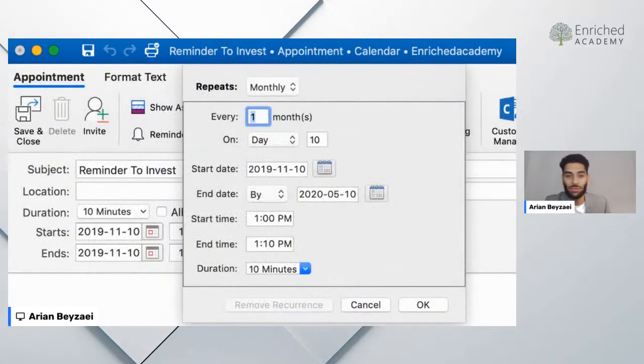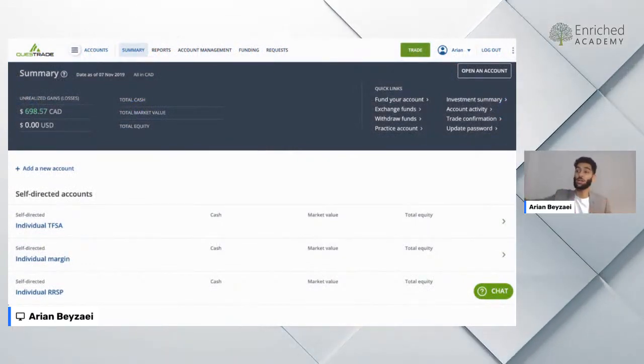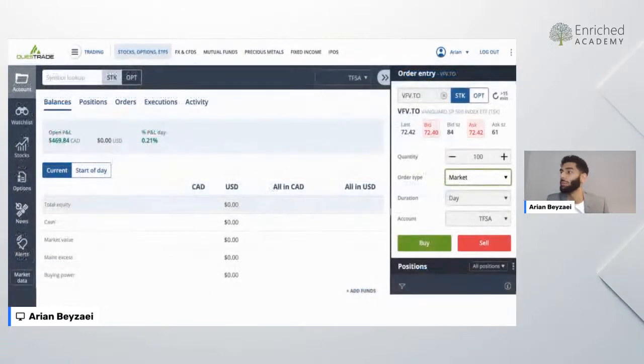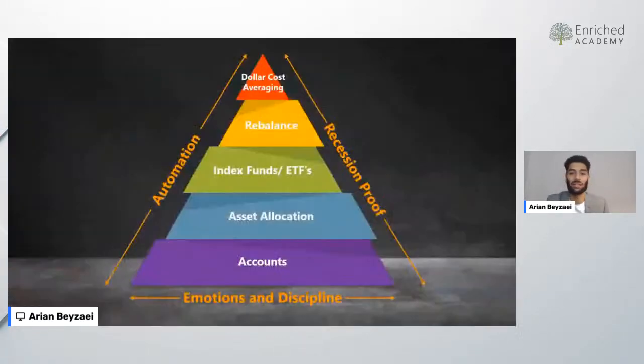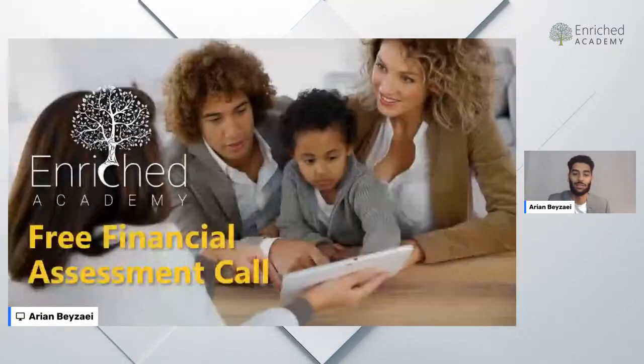And then every single month I have a reminder to go into my account, and the money gets automatically transferred into my Questrade account. I'll go in, I'll make the trades that I need to. That takes 5 minutes, and that's it. It's as easy as that, right? So really simple and really easy.